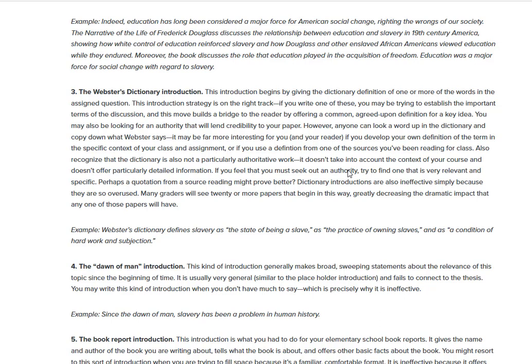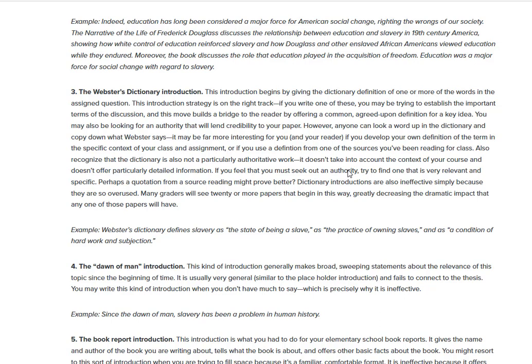Also recognize that the dictionary is not a particularly authoritative work. It doesn't take into account the context your course offers. If you feel that you must seek an authority, try to find one that is very relevant and specific. Perhaps a quotation from a source reading might prove better. Dictionary introductions are also ineffective simply because they are so overused. Many graders will simply see 20 or more papers that begin in this way. That greatly decreases the dramatic impact that any of these papers will have.